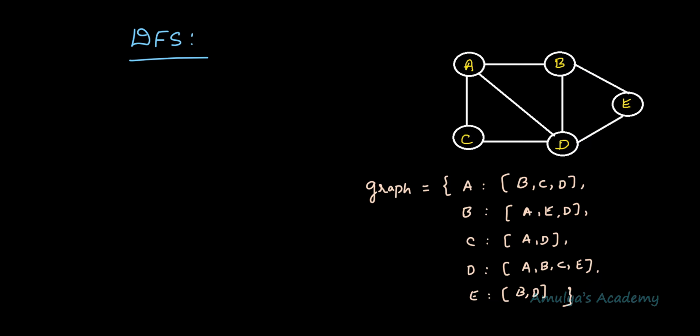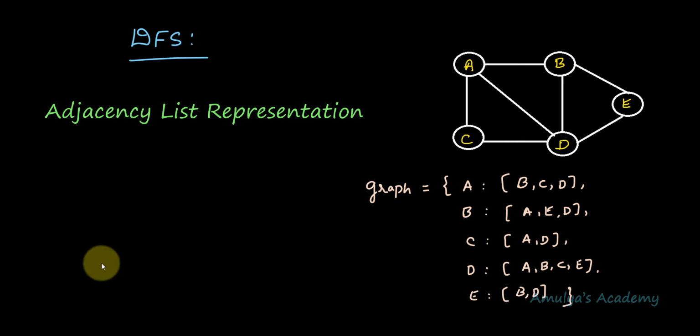But before writing the function, you need to be clear with 2 points. One is, here we are representing graph using adjacency list. We are using adjacency list graph representation. That means in the program we are using dictionary to represent the graph. Every node of the graph will be the key in the dictionary like this. And the values of that key is nothing but the list of adjacent nodes of that key.